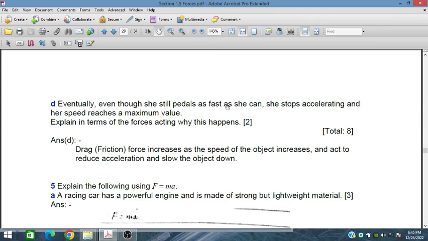This is one of the reasons friction force is playing a role. Even though she still pedals as fast as she can, she stops accelerating and her speed reaches a maximum value. This happens because of this friction force or drag force.